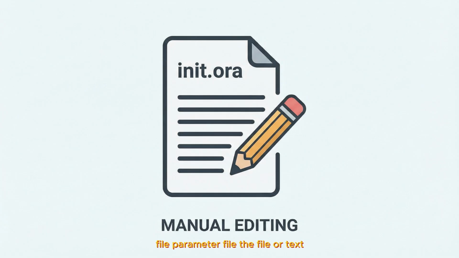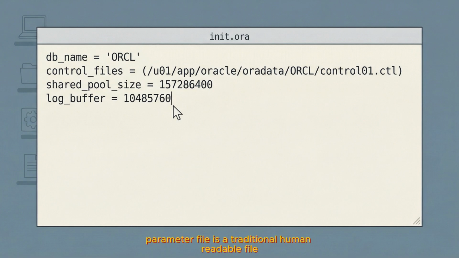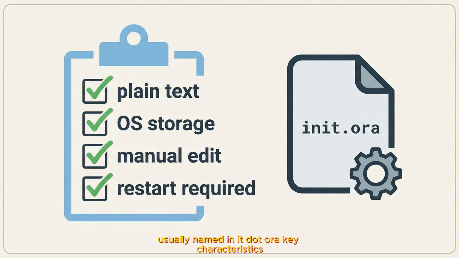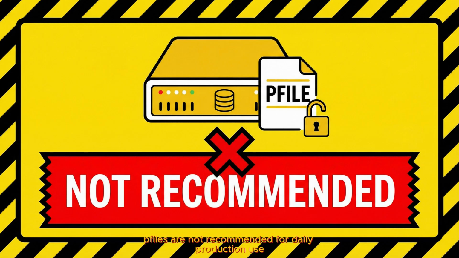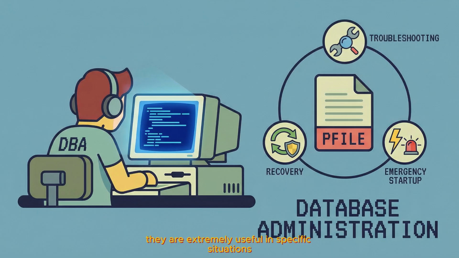PFILE, parameter file. The PFILE, or text parameter file, is a traditional, human-readable file, usually named init.ora. Key characteristics. It's a plain text file. Stored on the operating system. Oracle does not update it automatically. Any change requires manual editing. A database restart is required for changes to take effect. Because of this, PFILEs are not recommended for daily production use. However, they are extremely useful in specific situations.